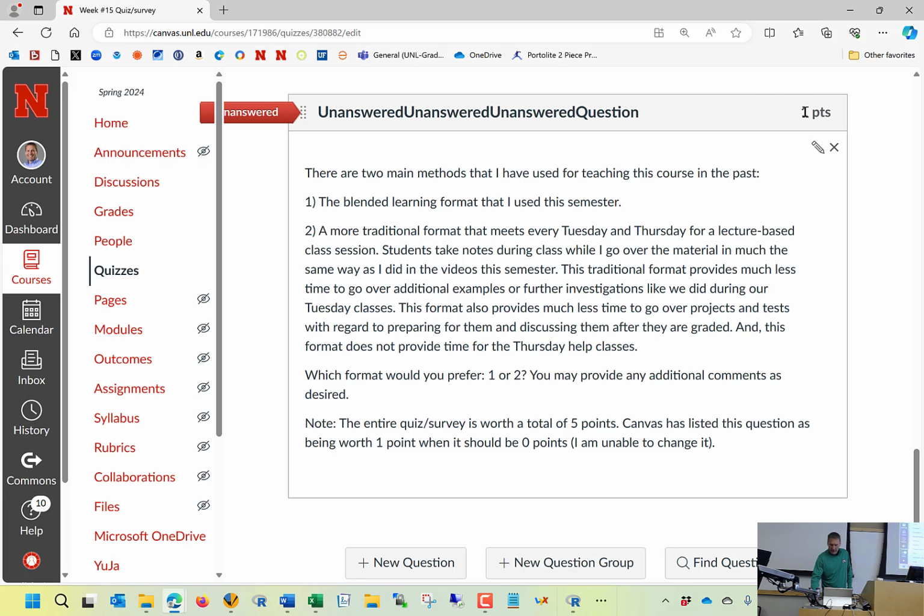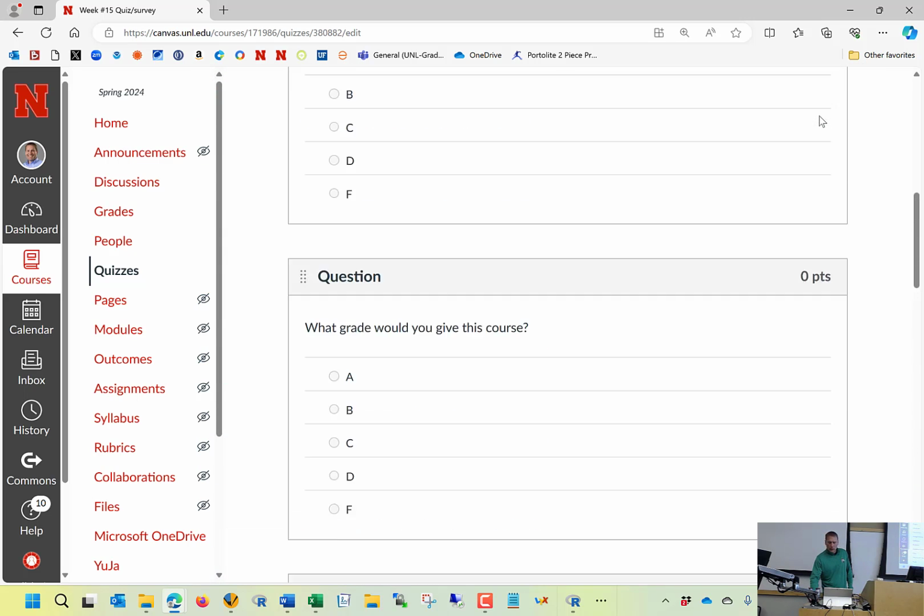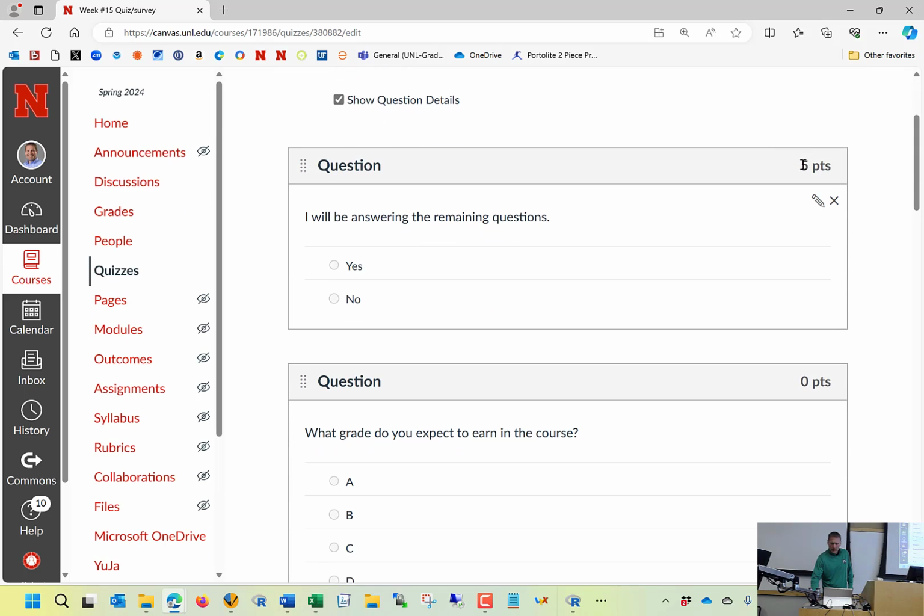And I don't know why, but Canvas shows that this is worth 1 point. It is not worth 1 point. The only thing that's worth any points for this quiz is this particular question right there. Okay, 5 points.